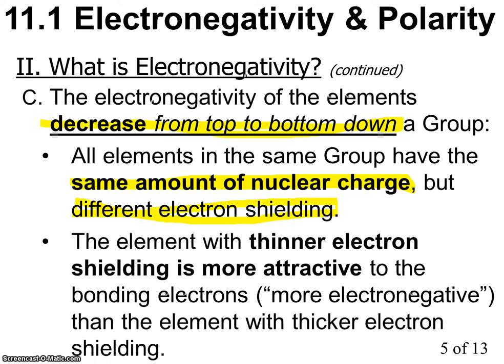The deal is here, the element with the thinner or weaker electron shielding, meaning it has less energy levels, is going to be more attractive to the bonding electrons, more electronegative. And this means it is more electronegative than the element with the thicker electron shielding. So when you're comparing two elements in the same group, the one with less electron shielding is going to attract the bonding electrons more.